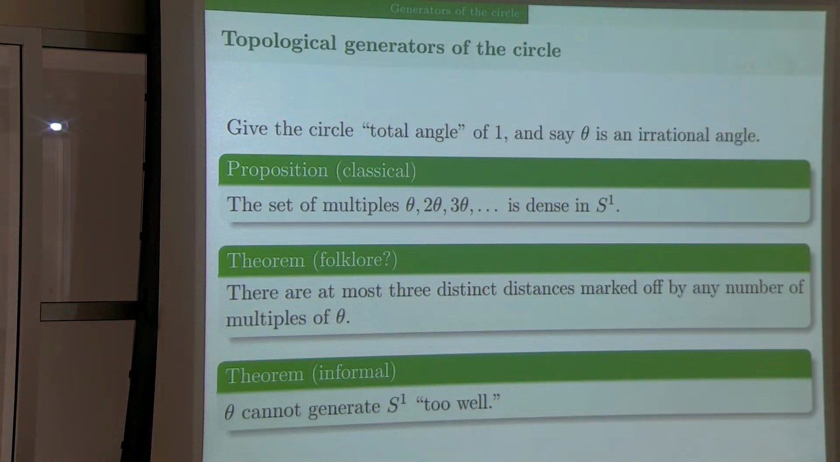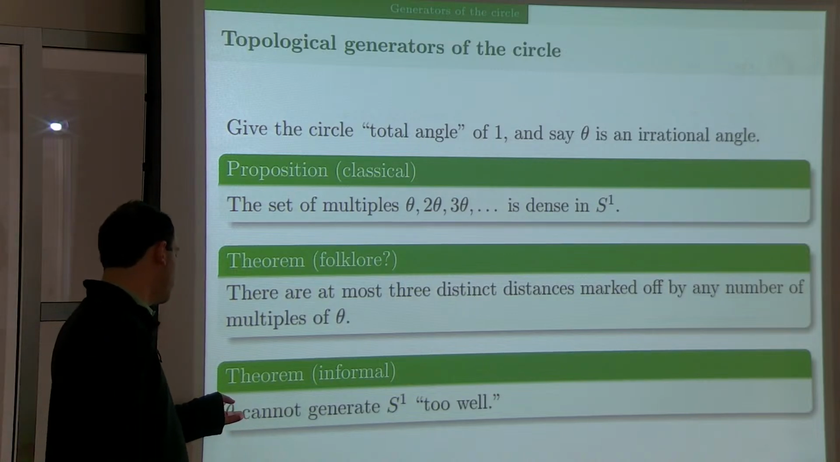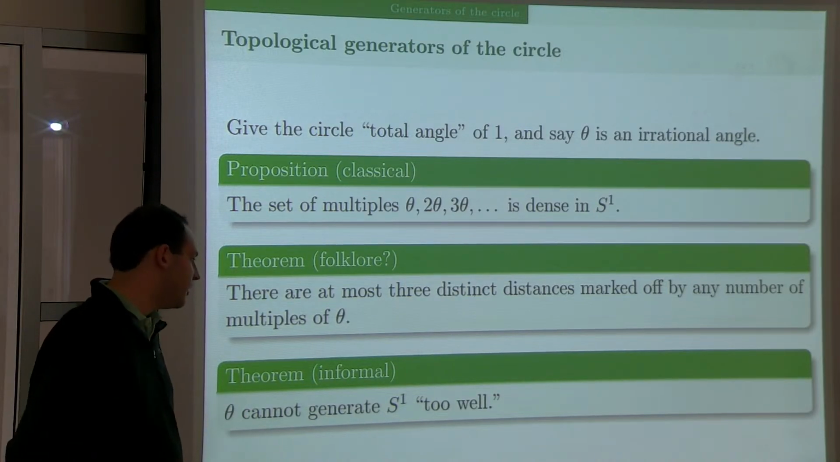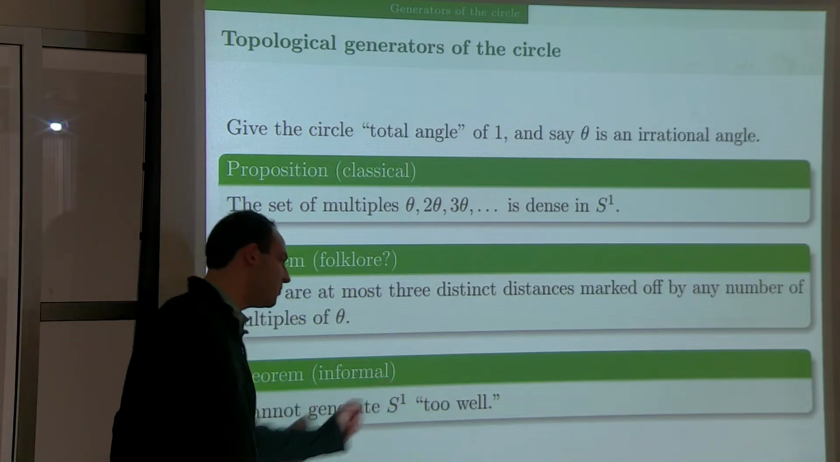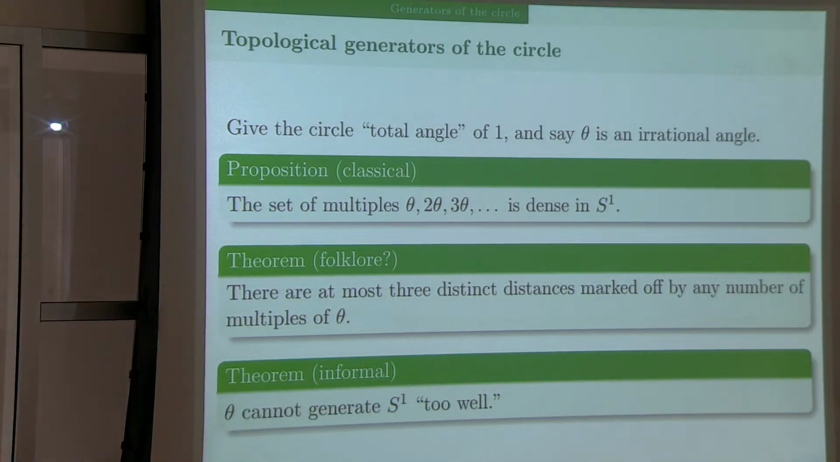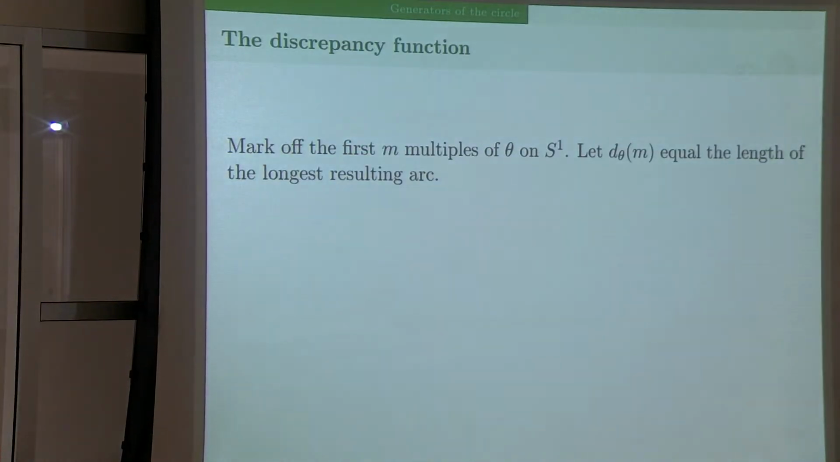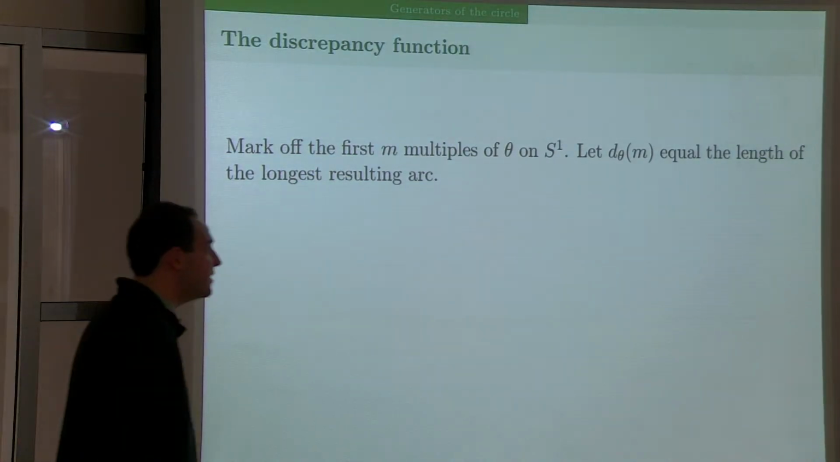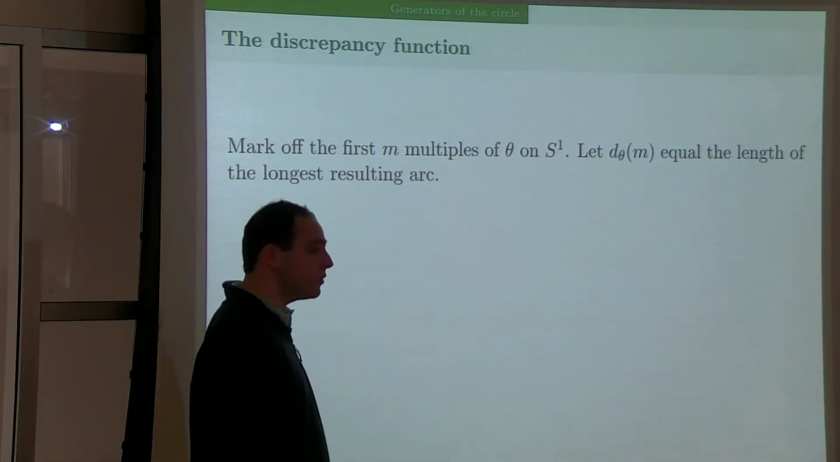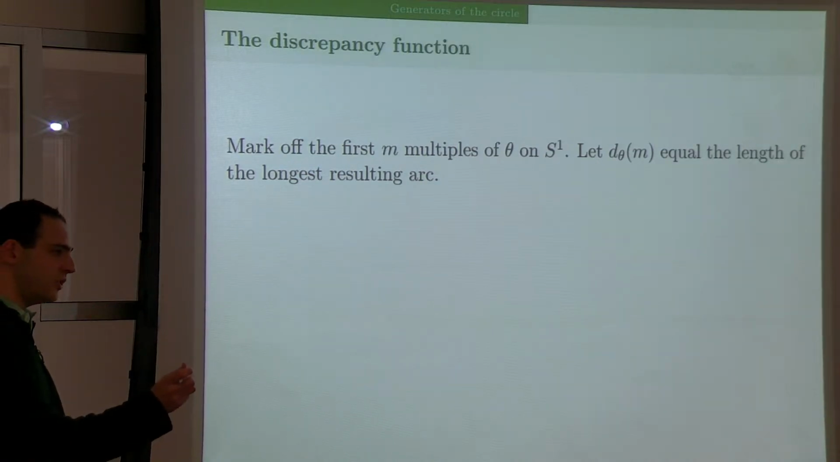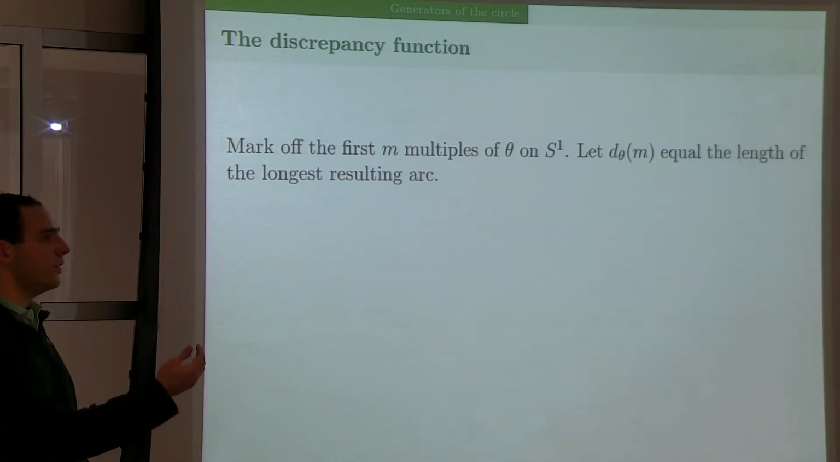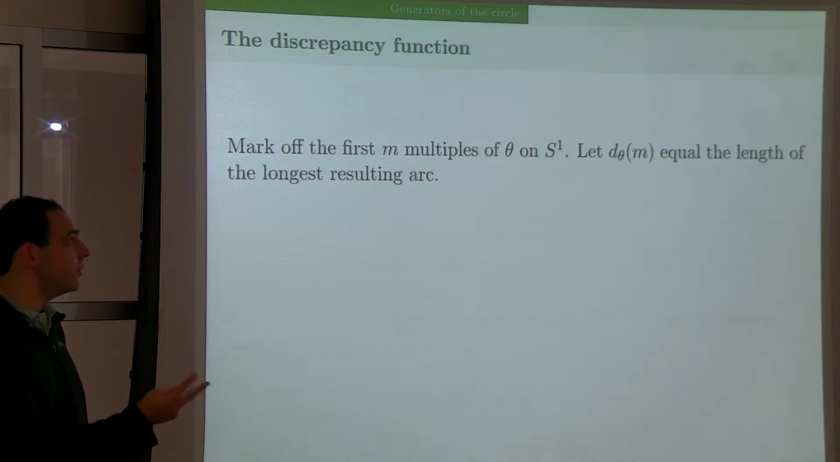And then what we're really going to be after is that no theta can generate our circle too well. And put that in quotes, because what does that mean? We're going to mean it in this sense. So I'm going to say d theta of m is the longest resulting arc. So it was the red, generically in the case before, or the orange, when we only had 2 different ones.